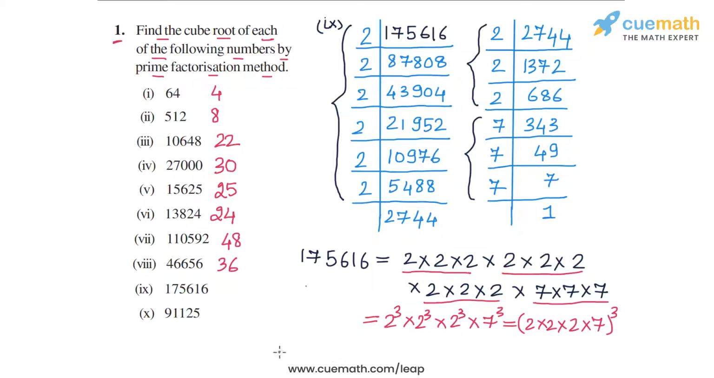This is how we can write this number, and now the cube root is easy to write. So the cube root of this number will be this product that we have inside the bracket, which is 2 into 2 into 2 into 7. That's 8 into 7, or 56. So in part 9, the cube root of the given number is 56.